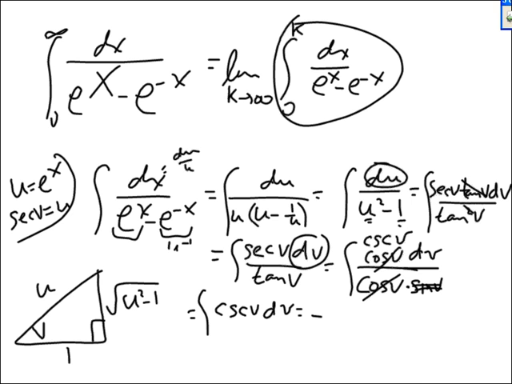That is negative ln of the absolute value of cosecant v plus cotangent v plus a c. So this is negative ln. Now, what is cosecant v?